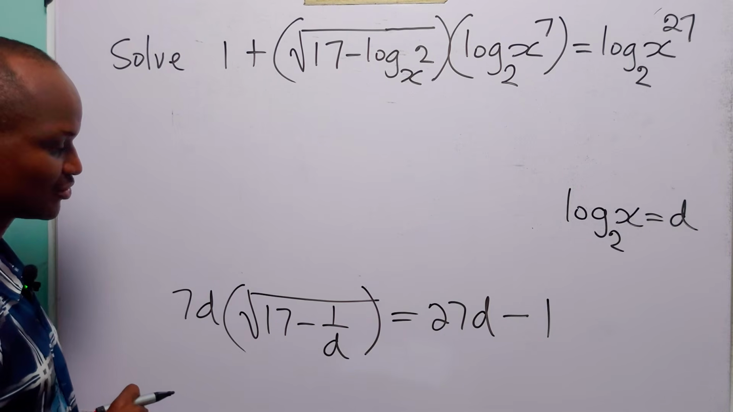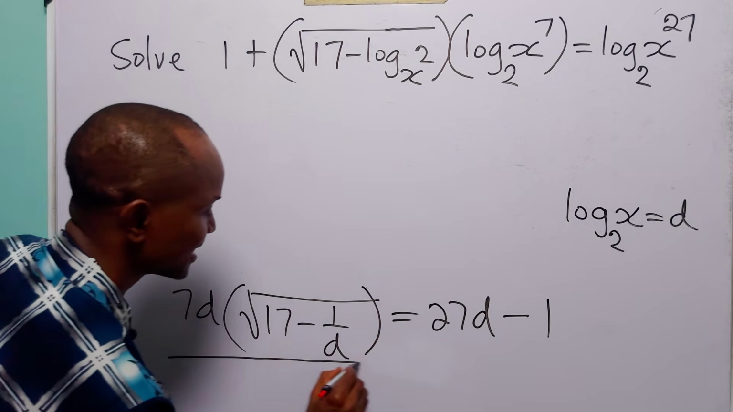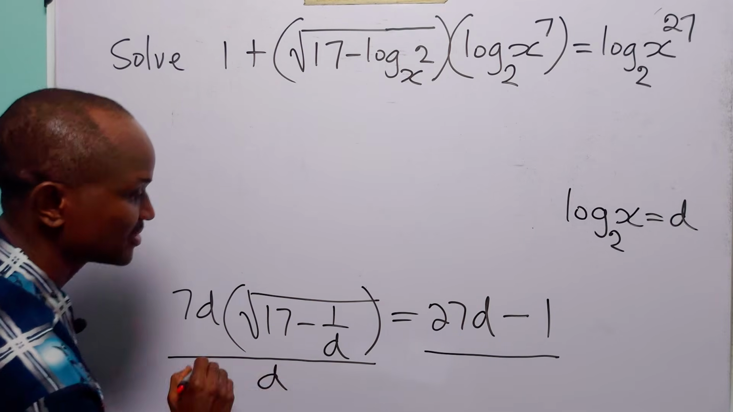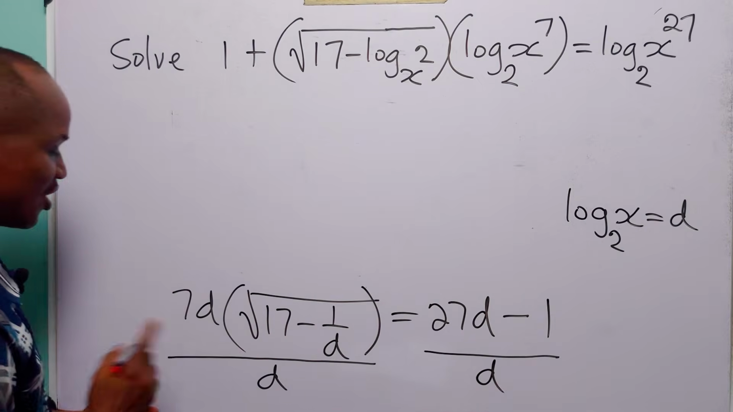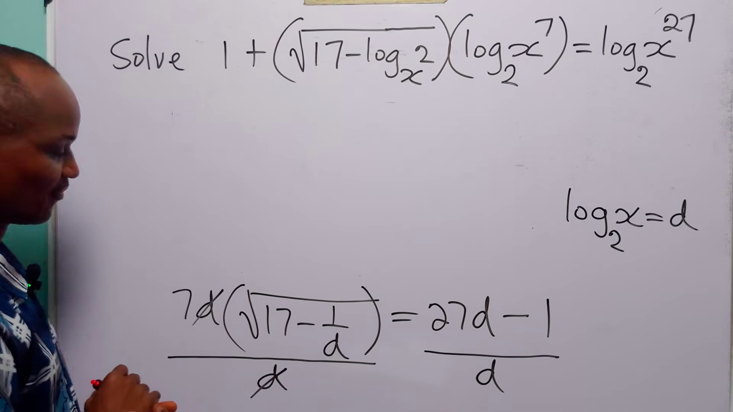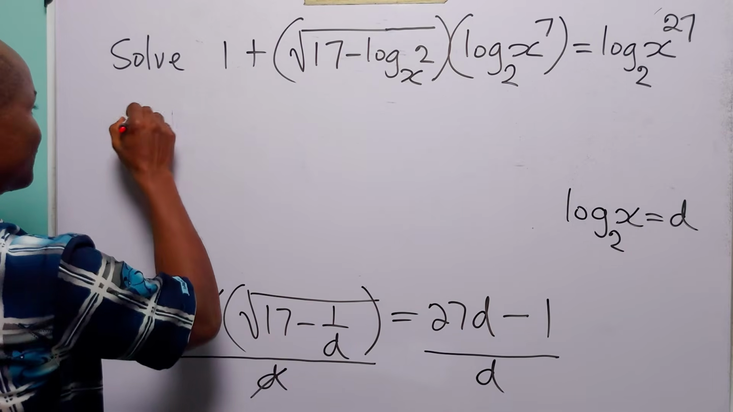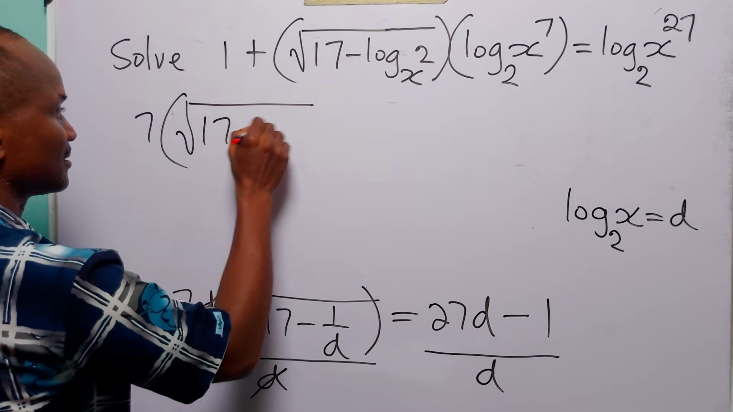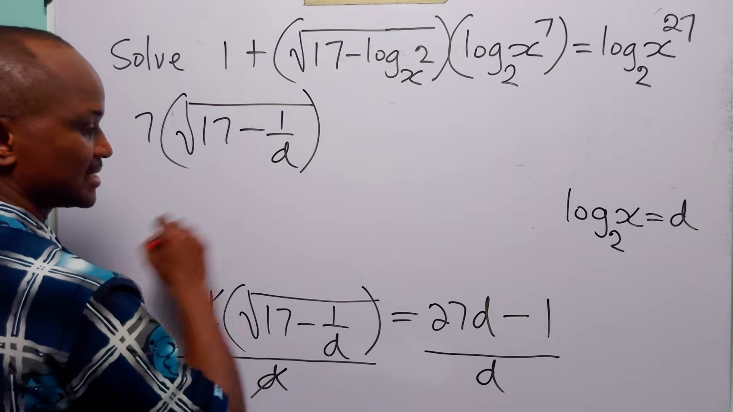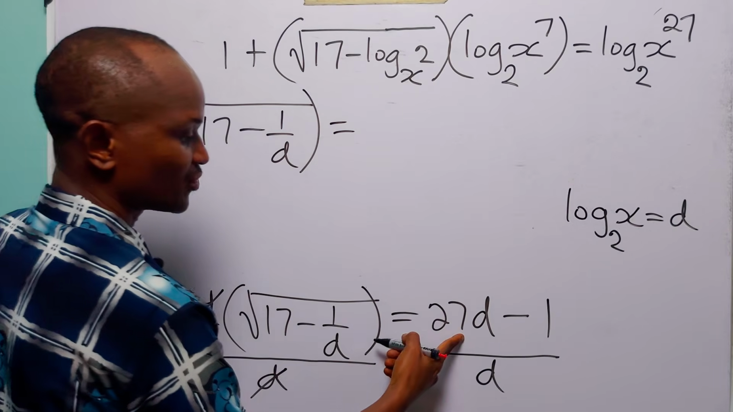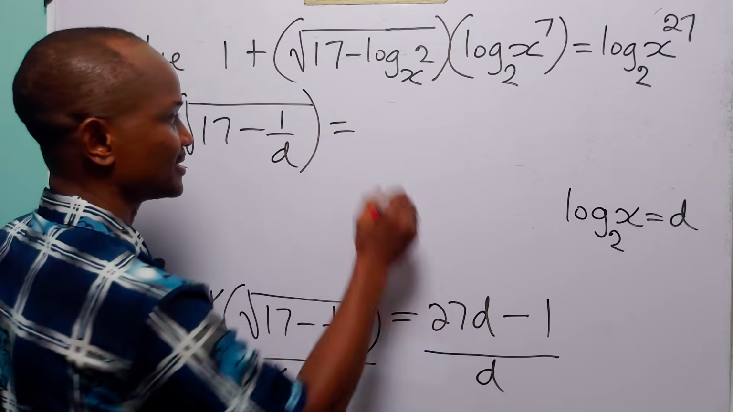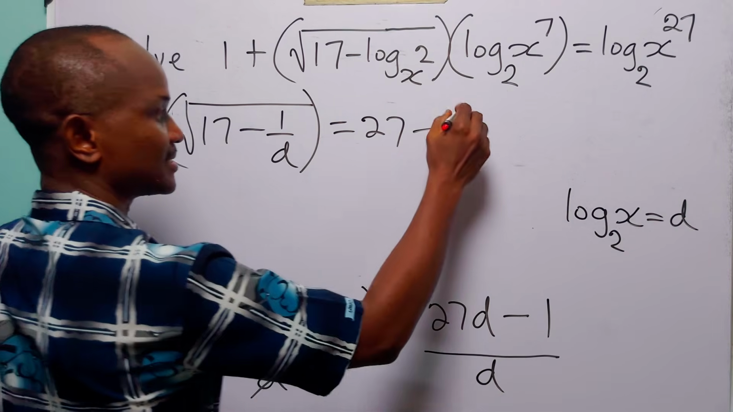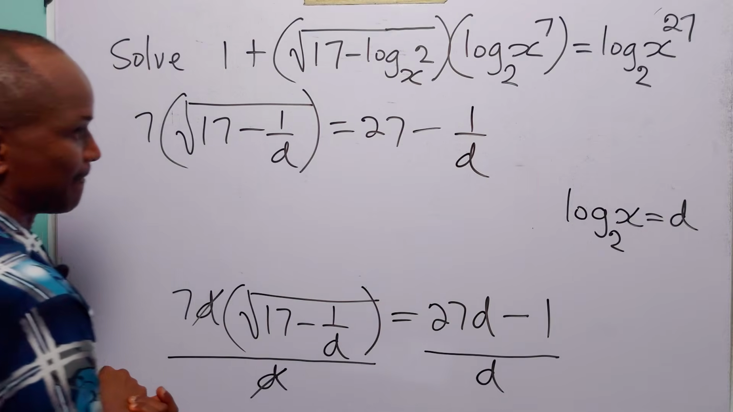Now, the next thing we are going to do is divide both sides of this equation by d. So this over d and this over d. Of course, this is going to take care of that. On the left-hand side, we now have 7 times the square root of 17 minus 1 over d. And this is equal to 27d divided by d, which gives us 27, and 1 divided by d is 1 over d.